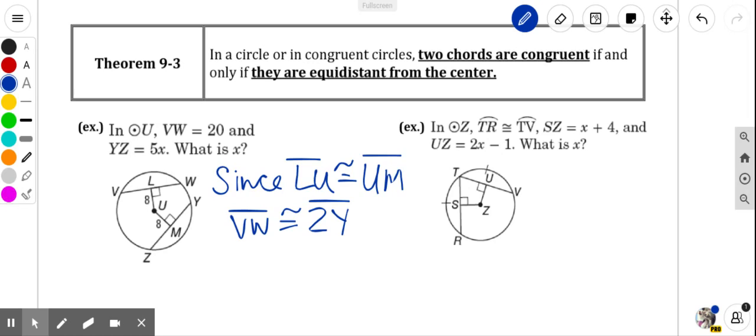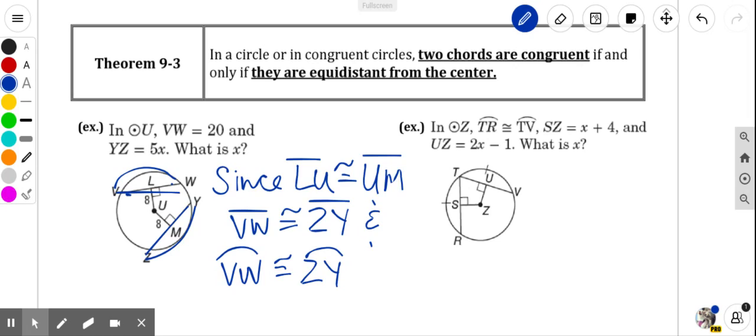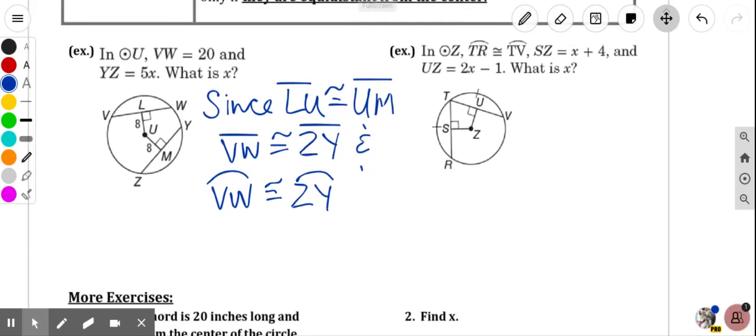But then we learned on the other page that if these chords are congruent, their arcs are also congruent as well, which we don't need in this particular scenario, but why don't we write it anyway? So, arc VW is congruent to arc ZY. Just knowing that these chords are equidistant to the center gives us all of this information. It said VW is 20, YZ is 5x. So obviously we're just going to set those equal to each other. And so x is 4, super simple.